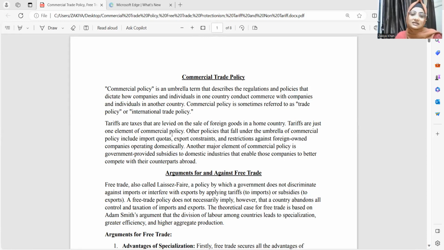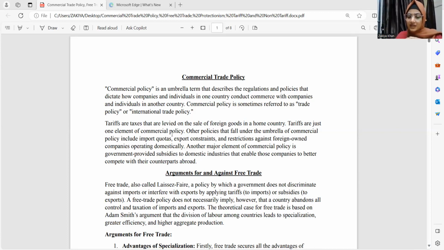These regulations dictate how one individual from one country shall behave with another individual of another country. Now, the measures used by the government can be tariffs, quota restrictions, or subsidies. So these three tools used by the government shall be studied later when we study protectionism. Right now, let us understand the arguments in favor of free trade.